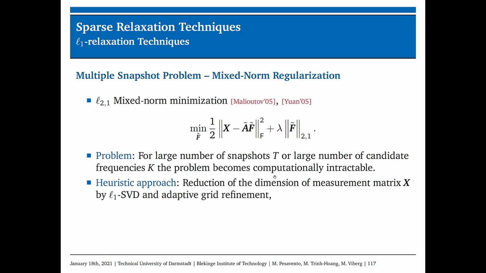If we look at the optimization problem, we note that for a large number of snapshots T or a large number of candidate directions K, the problem becomes intractable. One way to cope with this issue is to use L1-SVD. That means we take the principal T left singular vectors in the matching. However, this is associated with performance losses. Another way is to use a smaller grid and to apply adaptive grid refinement.